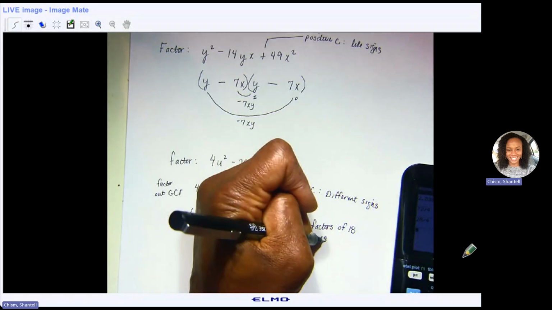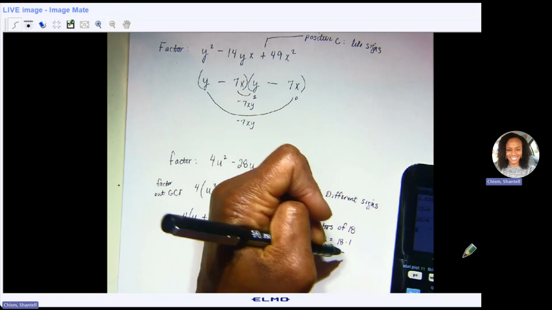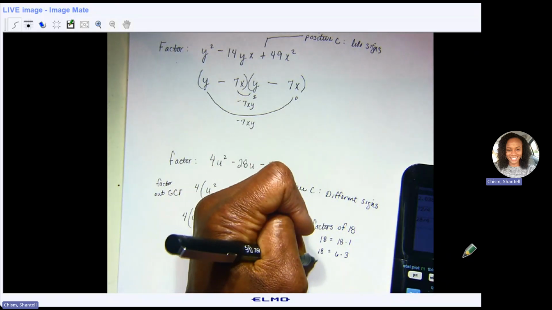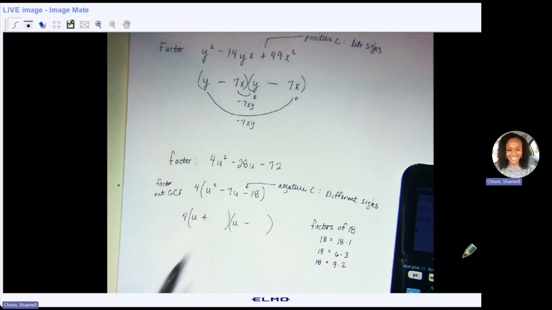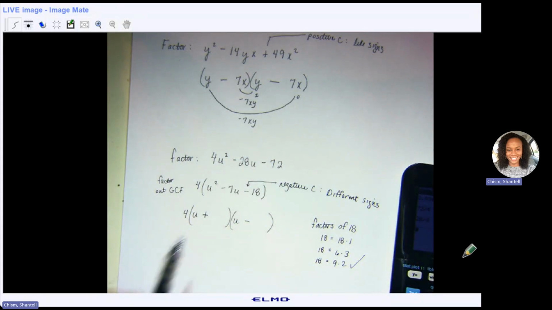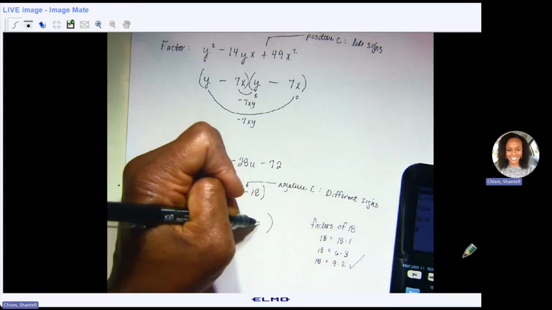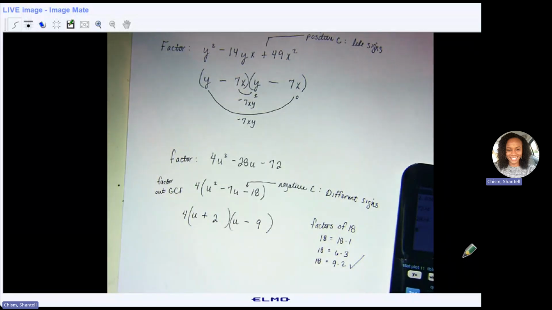So factors of 18. Let's see. We got 18 and 1. We got 6 and 3. And then we've got 9 and 2. I need to get 7, so I need to use 9 and 2. And I need to get a negative 7. So that means the 9 needs to go with the negative and the 2 needs to go with the plus. And there we have it.